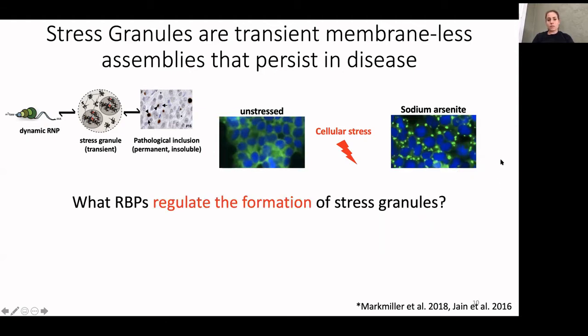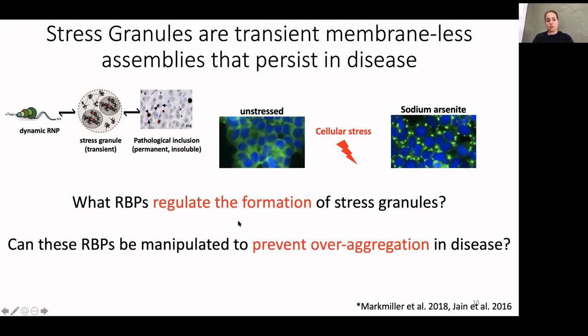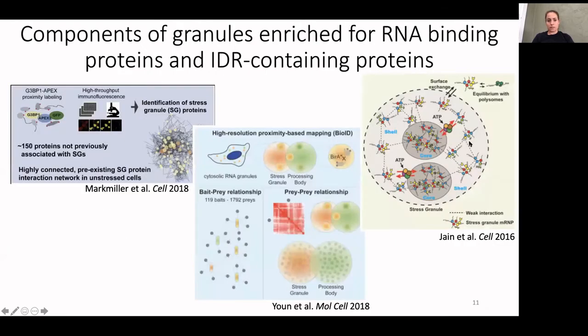So what we wanted to figure out with this work is not just which proteins are in here or how they form, but we wanted to understand if we could identify any new RNA binding proteins that regulate the rate of formation and disassembly of these granules. And ultimately, can these RNA binding proteins be manipulated to prevent overaggregation in disease? So we're looking for genetic regulators that would prevent the formation of these stress granules in cells.